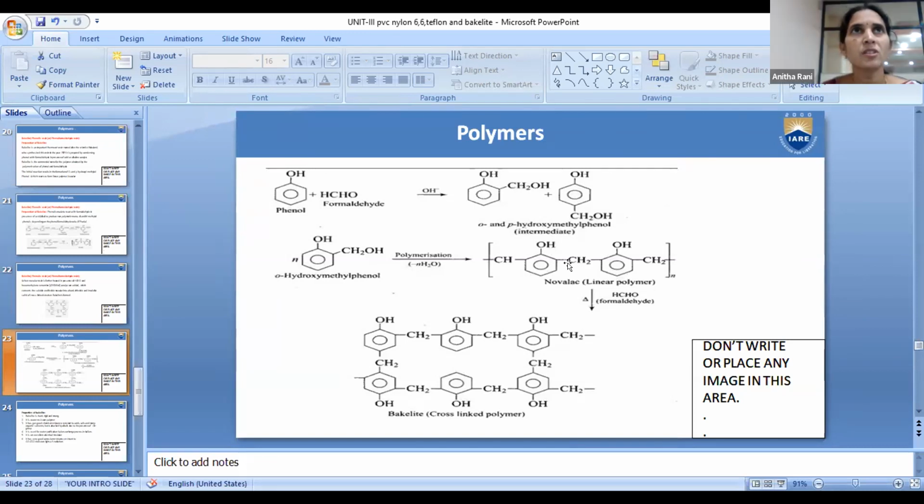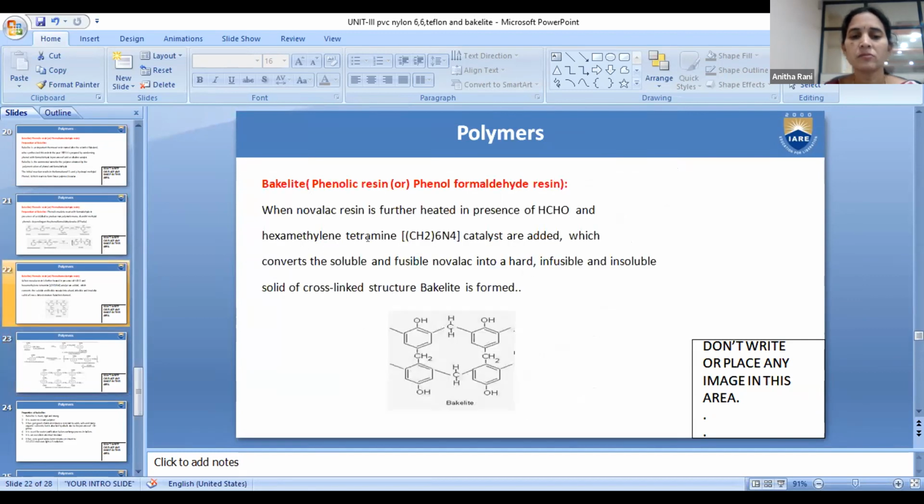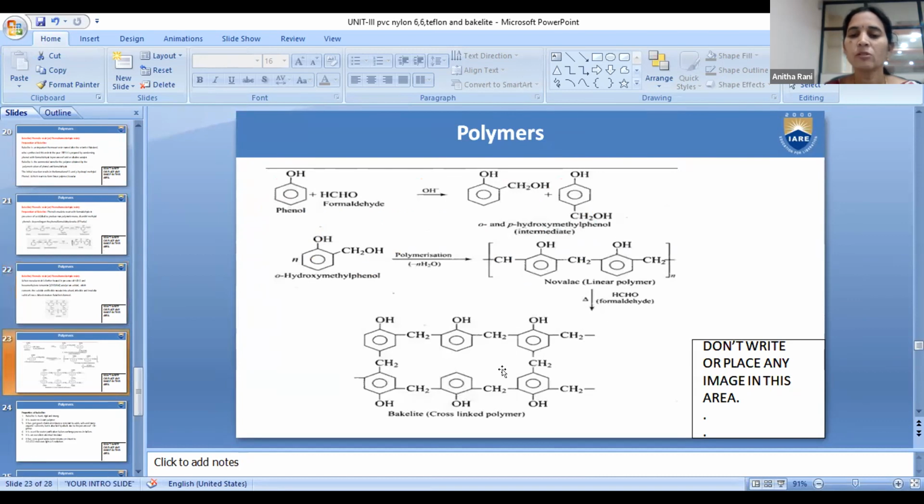Which catalyst are we using? Hexamethylene tetramine catalyst we are using. Then we are heating. When we are heating, what will we get? We'll get bakelite, that is cross-linked polymer.